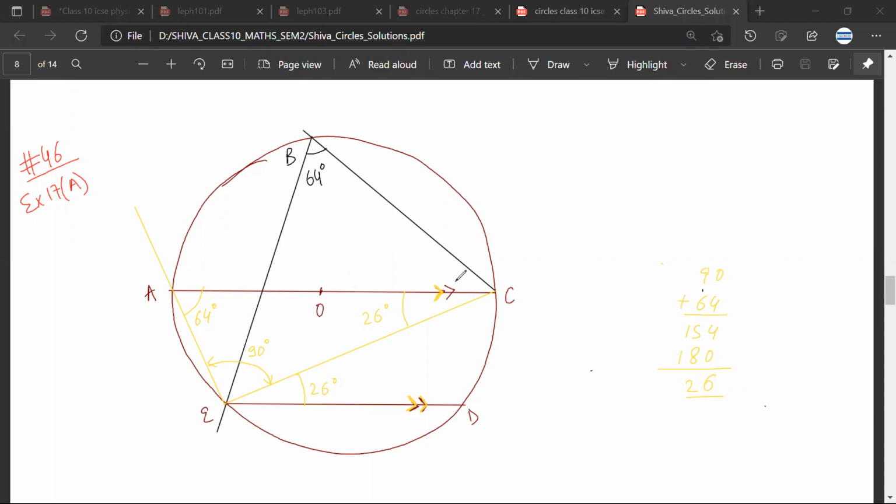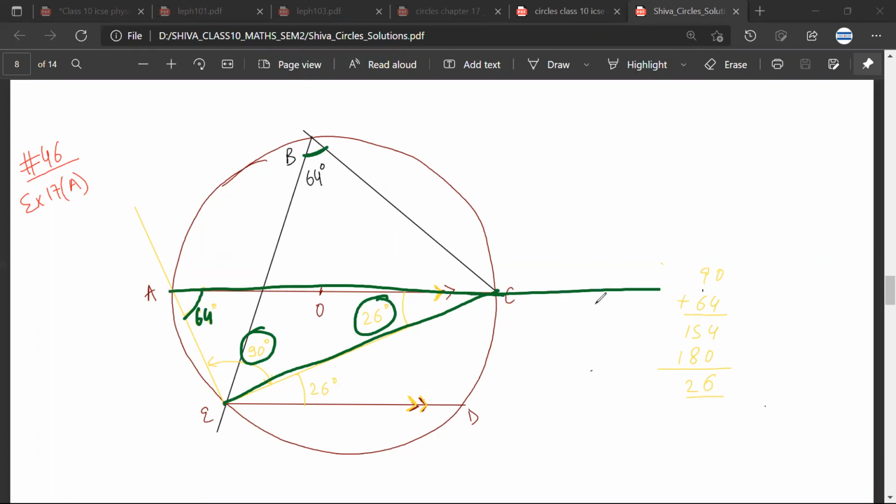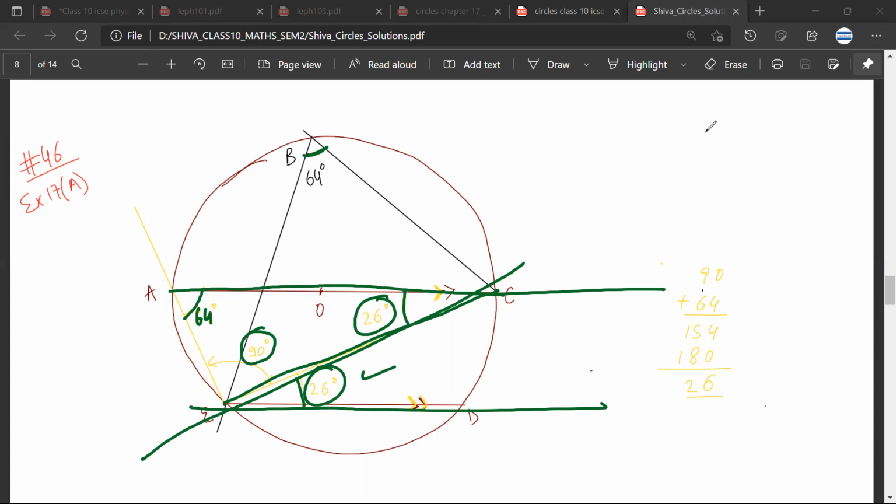The same question, Mr. CB, is being shown clearly in this figure. We started with this 64 degree. We took this as a chord. This was 64 degree, this was 64 degree. Then we said that this is a diameter, therefore this angle is 90 degree. And then we calculated this. Then we said that these two lines are parallel and this is a transversal, therefore this angle would be equal to this angle. So both of the angles are 26 degree. Am I correct, Mr. CB? Yes. Great, sir.